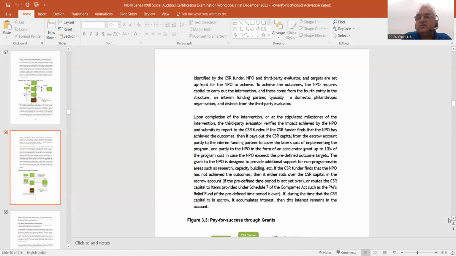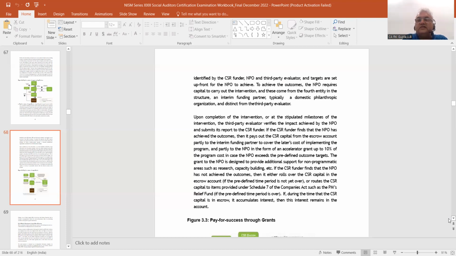Now, here is the answer to your question, Sangeeta Gulati ji. Interim funding partner is there. Typically a domestic philanthropic organization, distinct from the third party evaluator. So the interim funding partner will come into play, which will fund for the time being.